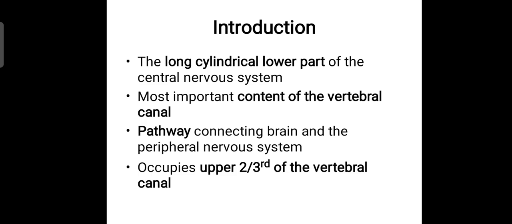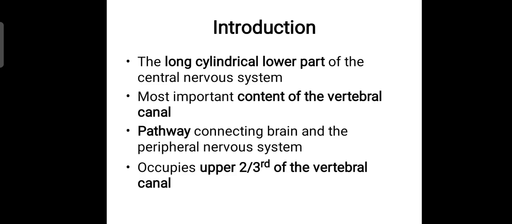So the spinal cord is the major content of the vertebral canal, and it is the important pathway connecting the brain and the peripheral nervous system. The information is always passing through the spinal cord towards the brain and also backwards from the brain to the peripheral areas. And the spinal cord occupies the upper two-thirds of the vertebral canal. If you take the whole vertebral canal, the spinal cord will only be occupying the upper two-thirds of it.